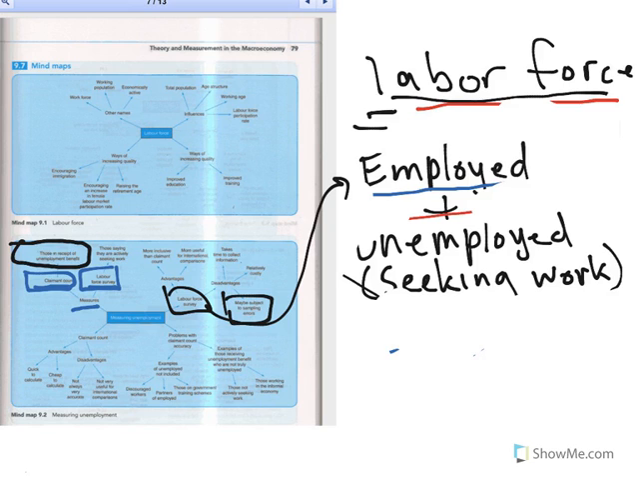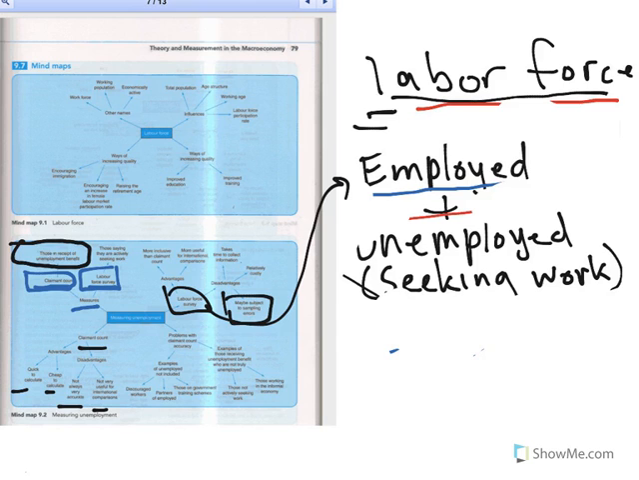The claimant count's advantage is that it's quick, because once you receive an unemployment check, you're a claimant. You're in the claimant count, and it's easy to calculate. But the disadvantage is it's often inaccurate, because sometimes people get an unemployment check and aren't really looking for work. They're just kind of taking a vacation. It's also not very useful for international purposes.